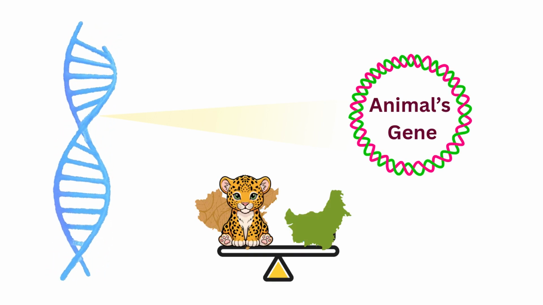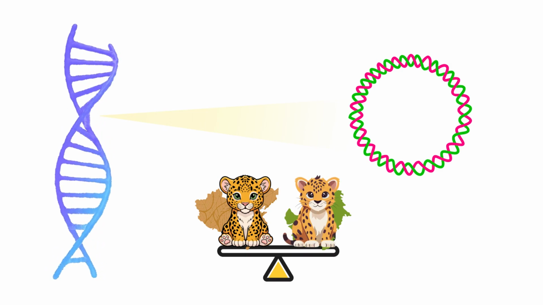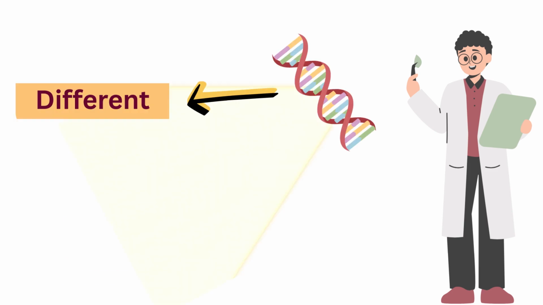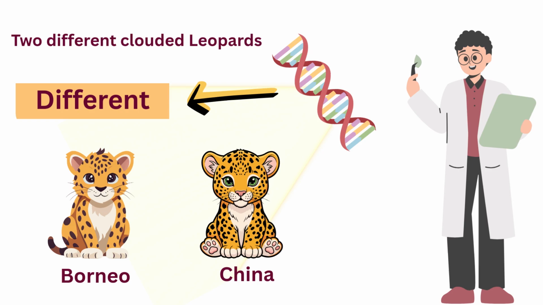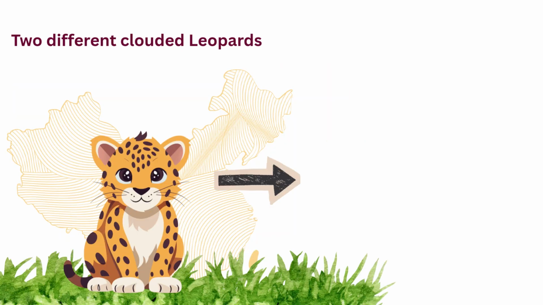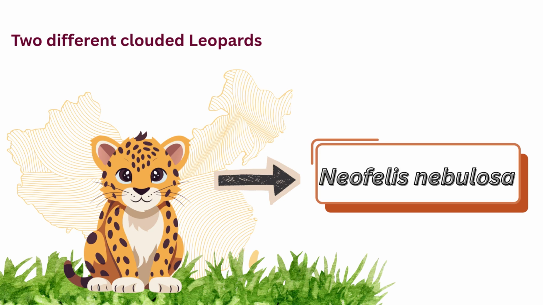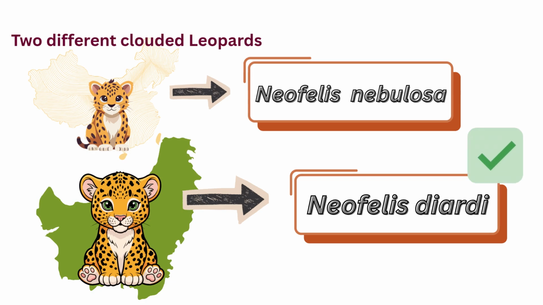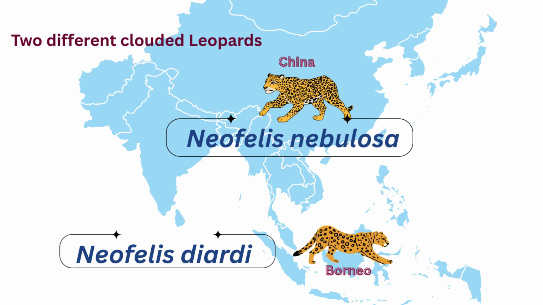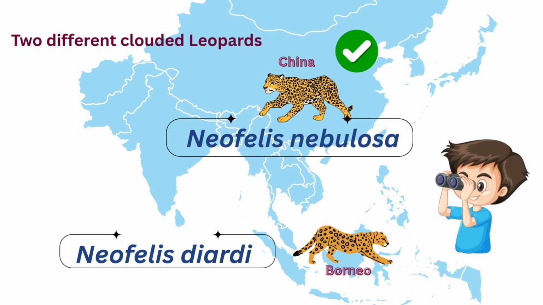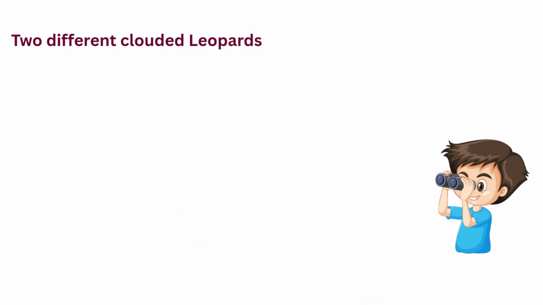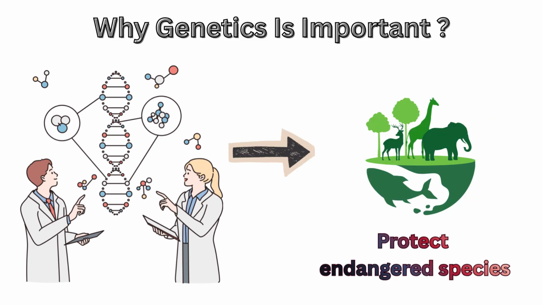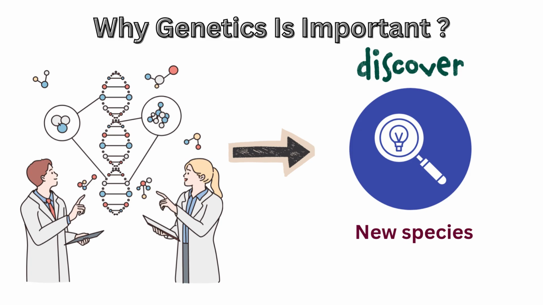When they compared the genes of the China leopard and the Borneo leopard, they found a big difference. Because the DNA was different, the scientists declared that these are two separate species. The China clouded leopard is called Neofelis nebulosa, and the Borneo clouded leopard is called Neofelis diardi. They also live in different places, as you can see on the map: China on one side, Borneo on the other. So genetics helps scientists understand animals better. It helps to protect endangered species and discover new ones.